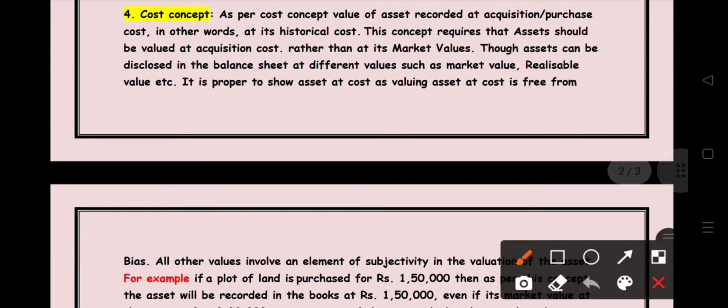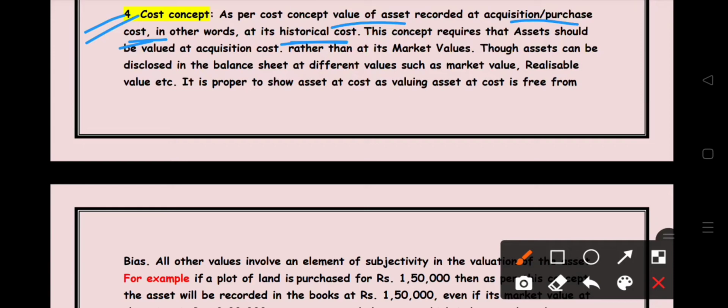Then the next concept is the cost concept. As per the cost concept, the value of an asset should be recorded at the acquisition or purchase cost. In other words, that is the historical cost. What this concept says is, if we are purchasing any kind of asset in our business, we will record it at its original cost, the cost at which we acquired that asset.